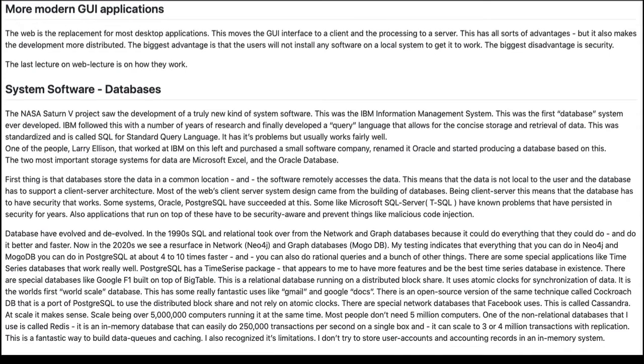Since the 1990s, we've had more modern GUI applications mostly built with a browser as the front end and the web as a replacement for desktop applications. A big part of the reason for this is that it is a much more efficient model for testing the software, and it also solves one of the major problems with software, at least from the developer standpoint and the product manager's standpoint, which is the installation of software.